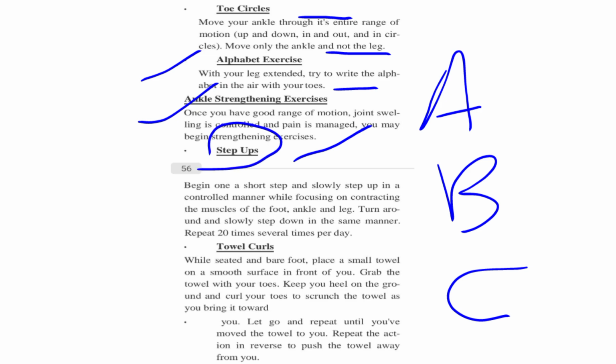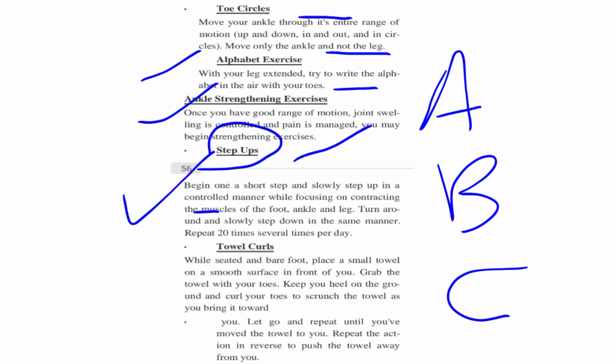First is step up. Begin on a short step and slowly step up in a controlled manner while focusing on contracting the muscles of the foot, ankle, and leg. Turn around and slowly step down in the same manner. Repeat these exercises several times a day. Slightly after range of motion, you can go for strengthening.